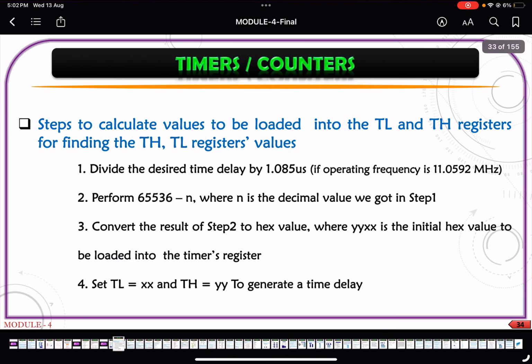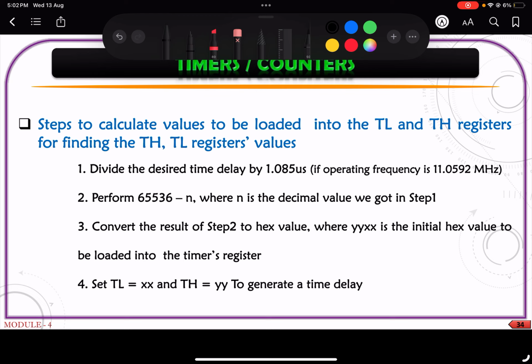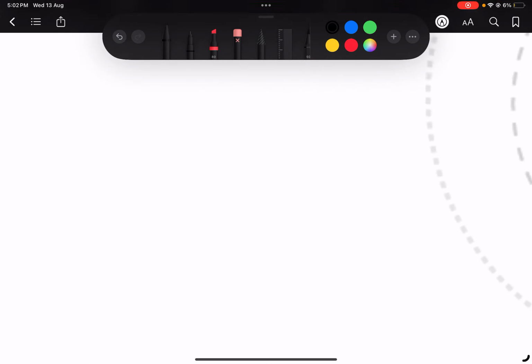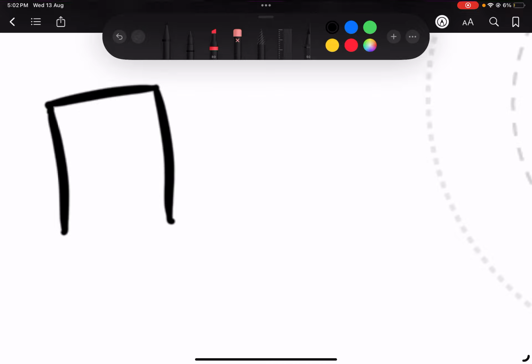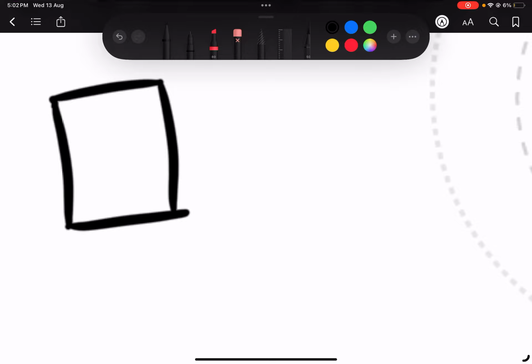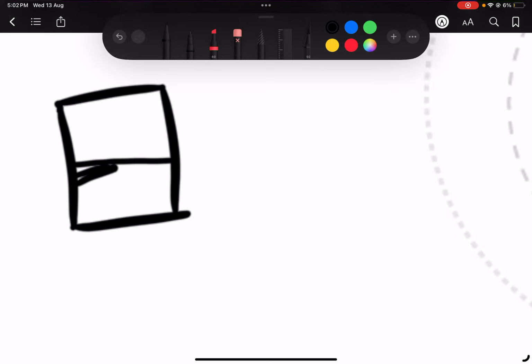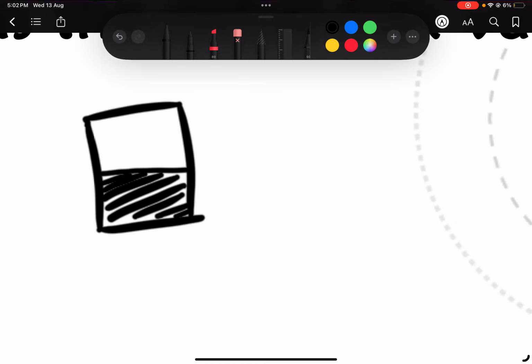Now, how do you calculate the time value which needs to be loaded in the TH and TL registers? Basically, how exactly the timer works: imagine a petrol tank, all right? I fill the petrol tank of the car up to some level. I find out how much this level is by doing some calculation. And once it's filled to this level, my petrol tank is designed in such a way that once the tank gets filled, a cap will open at the bottom, draining everything instantly.